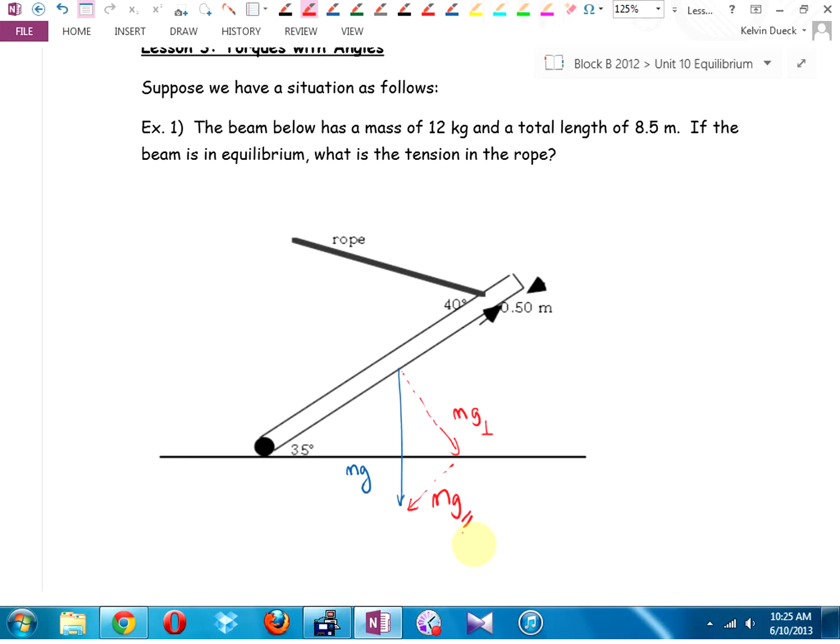What other forces are acting on this beam? Tension. Is that perpendicular to the beam? No? Then we better go components. Tension perpendicular. Tension parallel.